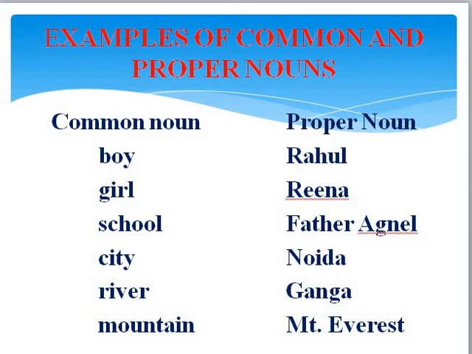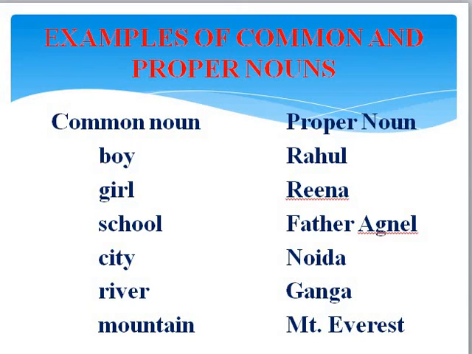Same with river. There are so many rivers. All of them are called river. So river is a common name, a generic name. It's a common noun. But as soon as I say Ganga, or if I say Brahmaputra, I say Ravi, all these are specific rivers I'm talking about. There is only one Ganga. There is only one Yamuna. And that is why they become proper nouns.